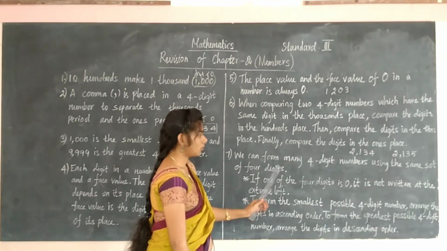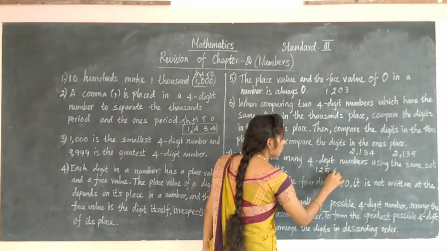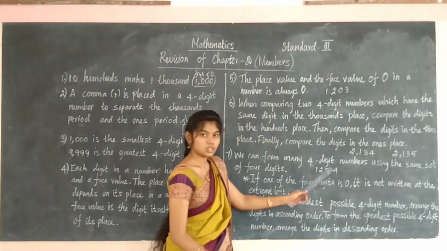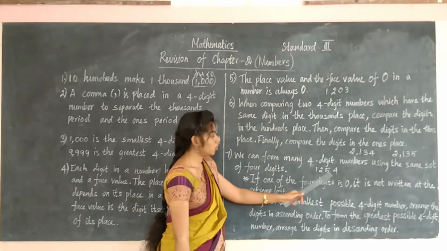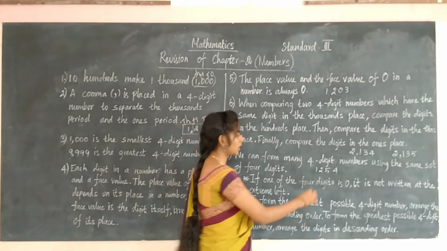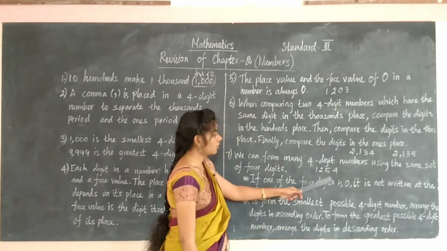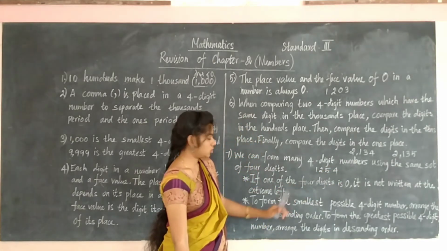What is given? Suppose there is a set, 1254. This is a 4-digit number. This is one set of digits. By using this, we can make many forms of 4-digit numbers. We can replace the digits in different places. So in this way, we can make many forms of 4-digit numbers.